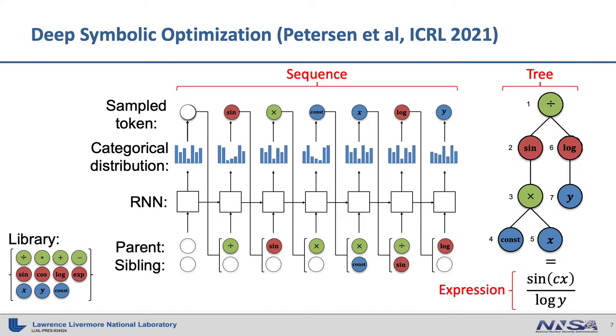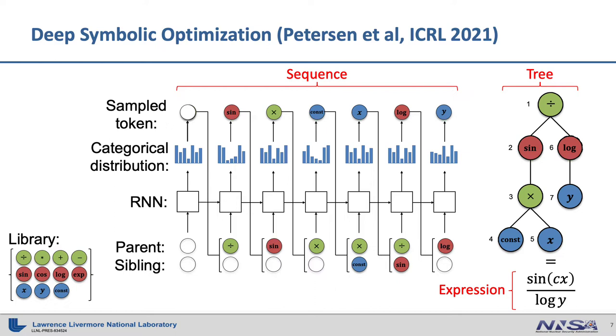And if we read this token tree in a depth-first search way, as you can see from the numbers in the tree, we can realize that this token tree corresponds to a mathematical expression. So what is sampled by the RNN can be converted into a mathematical expression. And this mathematical expression can be evaluated according to a reward that tells you how good this expression fits the data that you are trying to analyze. So this is the way we can use deep symbolic optimization to solve a symbolic regression problem, and in general, any symbolic optimization problem in which the solutions can be described as a token tree.